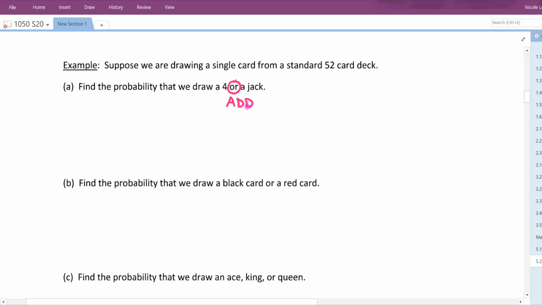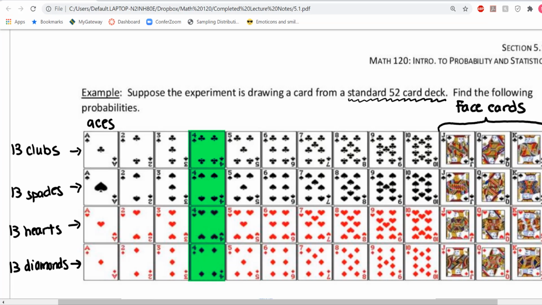So the two events that we're dealing with here are the event of drawing a four or a jack. Those are the two events. If I go back to our image of the deck of cards, I want to make sure that these two events are disjoint, that they don't have anything in common, drawing a four and drawing a jack. Here are all of our fours, and here are all of our jacks, and you can see that they're disjoint. There's not a card that they have in common. There's no overlap between these two groups.